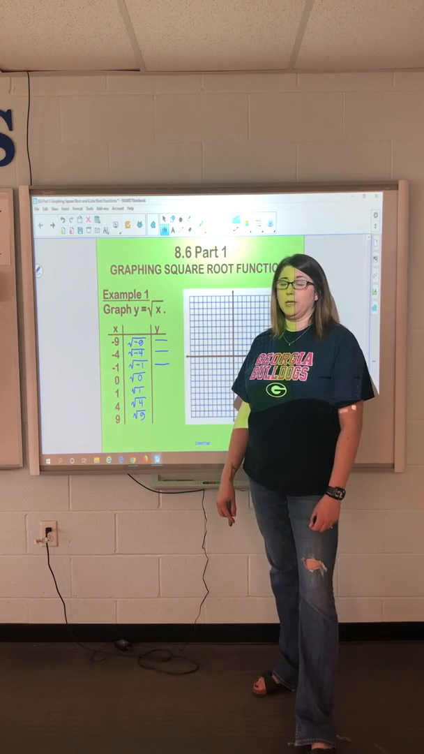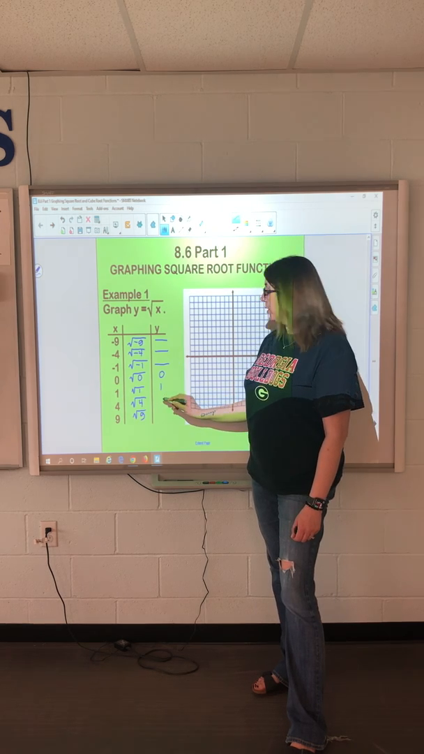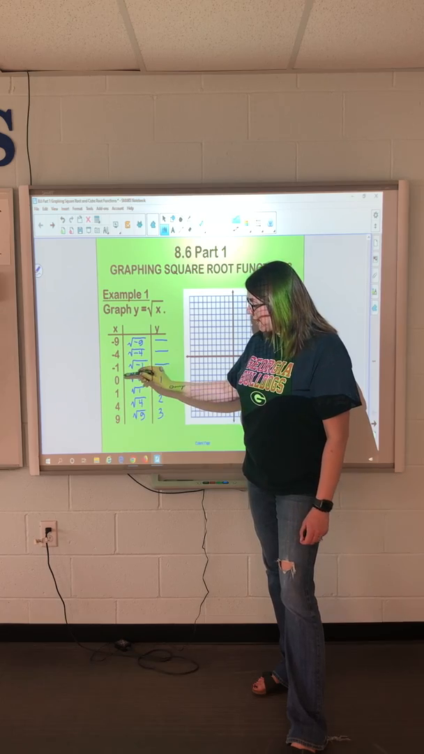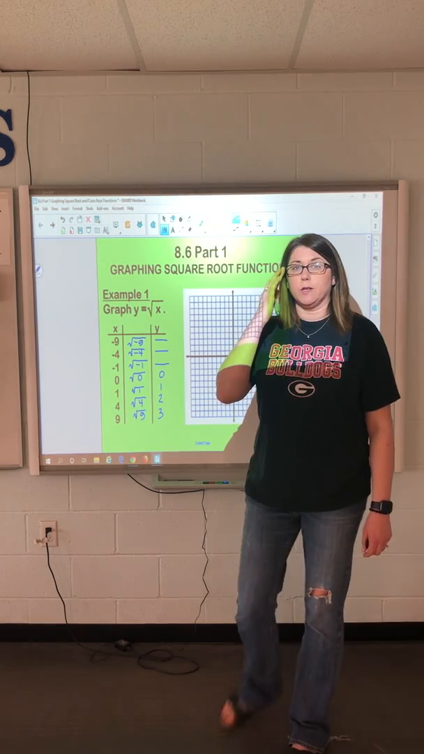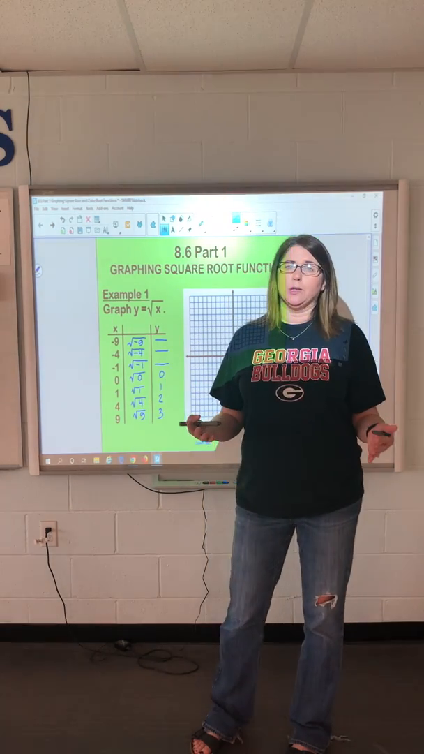But we can do the square root of 0. It's going to be 0. Square root of 1 is 1. The square root of 4 is 2. And the square root of 9 is 3. And so the reason I chose those numbers is because those were perfect squares. 16, 25, 36, 49, those would all be really good choices.